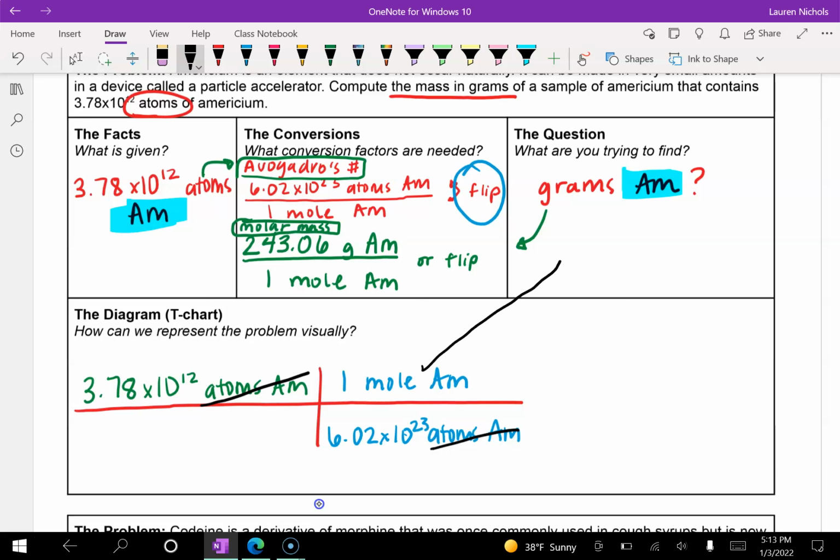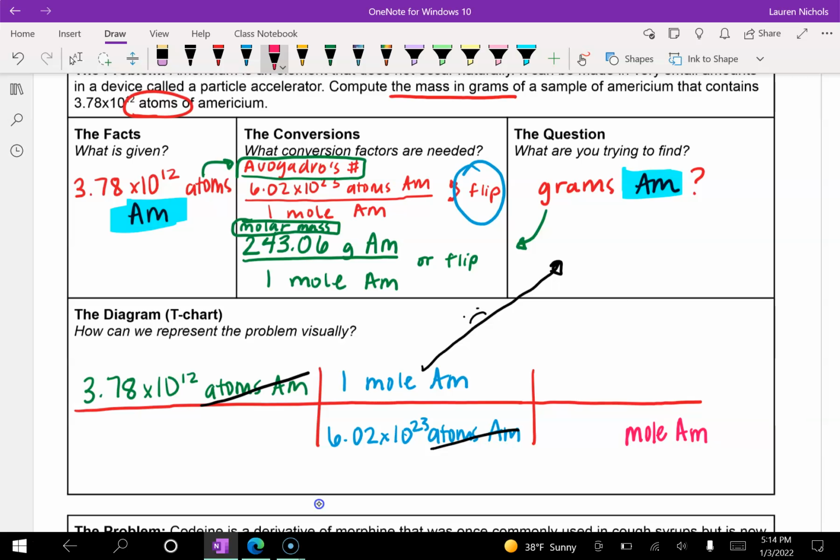But moles of americium does not match what we're trying to find. So we're going to need to use a second conversion factor to actually get to grams. I'm going to draw that a little bit neater. All right, so what we know is that we have moles right now, and because moles is in the numerator and we don't want it there, we're going to have to put moles of americium at the bottom. Now, we see that Avogadro's number has moles of americium at the bottom, but we've already used Avogadro's number one time, so we can't use it again.